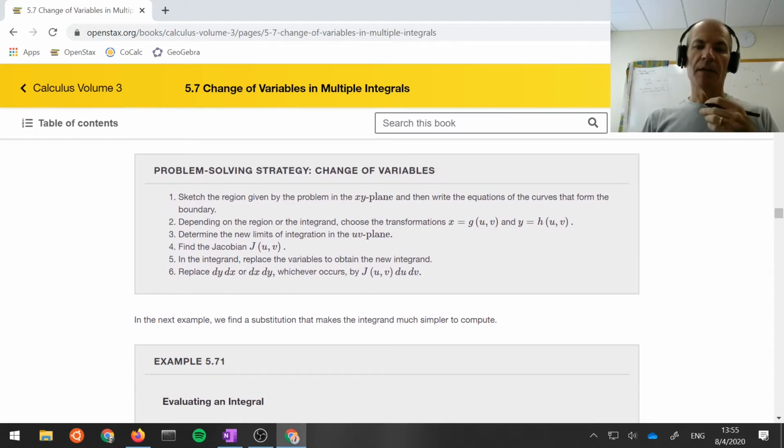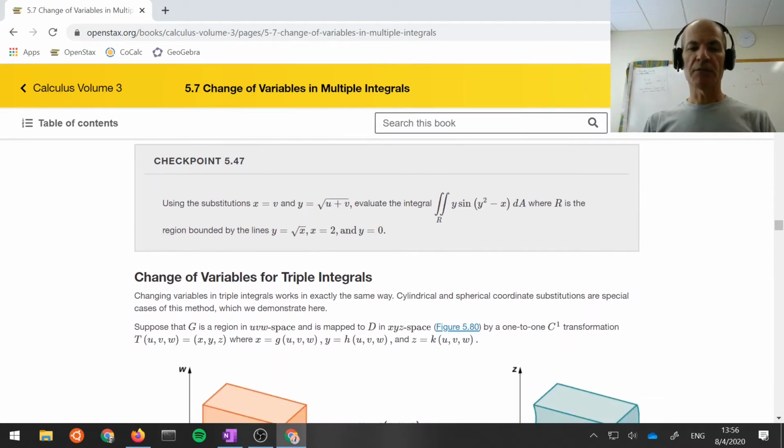Let me just briefly talk about the problem-solving strategy here. You want to sketch the region in the xy plane, write the equations of the curves that form the boundary, and then either choose the transformation that works for you. We're de-emphasizing that in this section. I'm not going to be asking you to come up with transformations that work. I'm mostly going to be asking you to apply transformations that you've been given. Determine the new limits of integration in the UV plane, find the Jacobian, replace all the variables x and y in the integrand, and then carry out the integration. There's several examples of this.